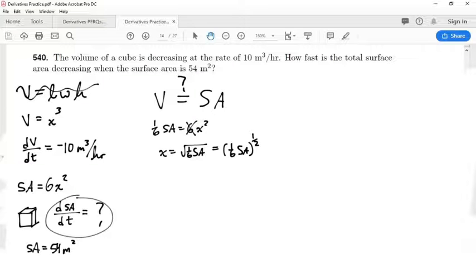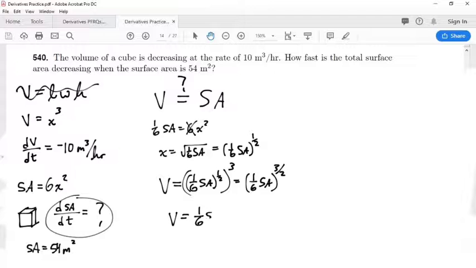What I'm going to do here is take what x equals and plug it into this volume formula. So V equals 1/6 SA raised to the 1/2 power, raised to the third power. That is x to the third. Now this can be simplified using a little bit of algebra. This equals 1/6 SA raised to the 3 over 2. So now I have V equals 1/6 SA raised to the 3 over 2. Can we take the derivative of this with respect to time?